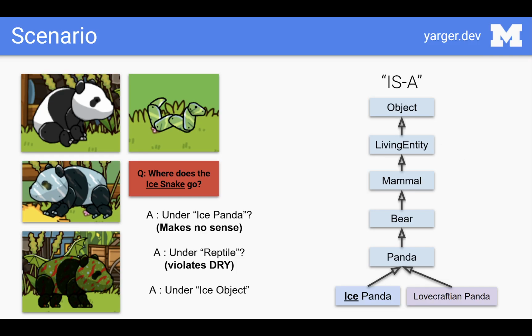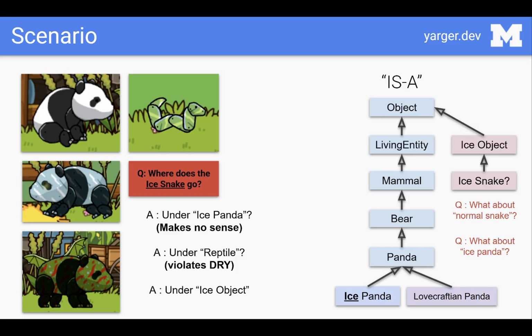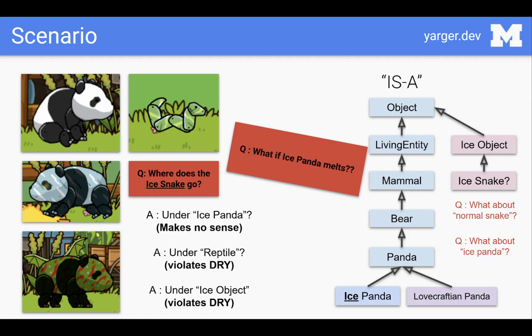It has a major problem, all right? You could create an ice object category, but then you still have the same problem. You're still violating DRY, okay? And so it's a huge problem, all right? What happens if during gameplay we want the ice panda or the ice snake to melt and just become a normal snake or a normal panda? Can you usually change your inheritance hierarchy during runtime? No, that's not usually a thing you can do.